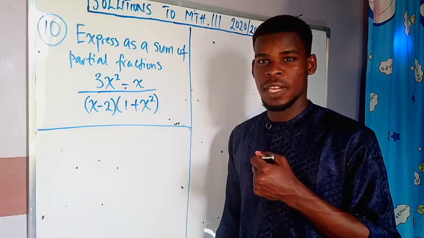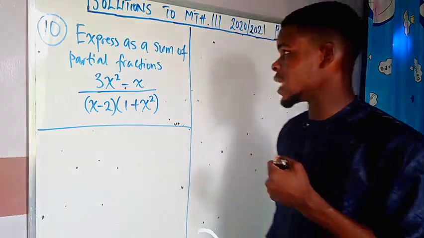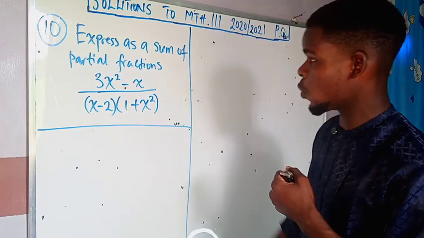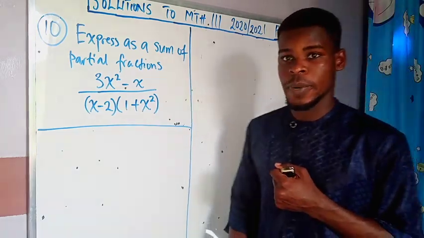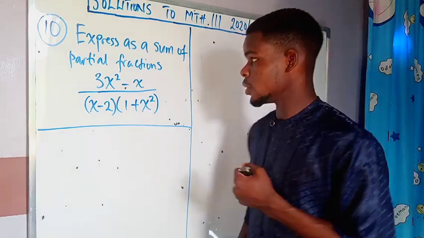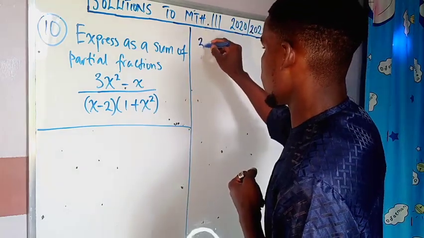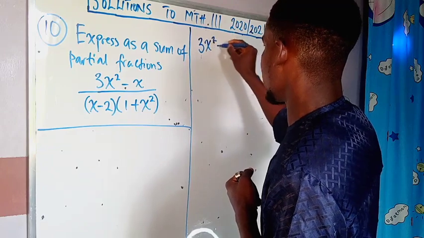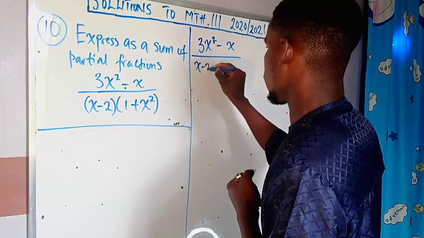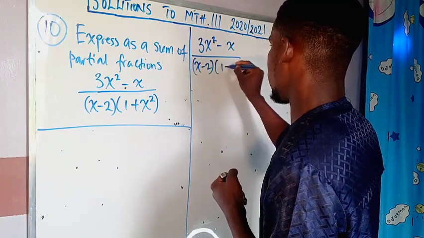Okay, now we're ready to solve the last question, and that tells us to express as the sum of partial fractions this fraction right here. That is to say, we want to decompose this into its partial fractions. All right, so we have the expression 3x squared minus x, divided by (x minus 2) times (1 plus x squared).